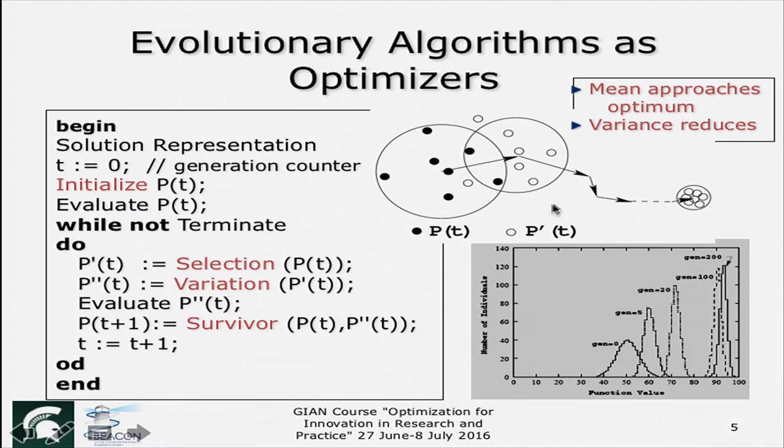And after you've created the offspring, we need to evaluate them, because we need to know how good these individuals are. Again, objective function and constraints are evaluated. Now we've got 2 times the population size. So we combine them and choose the top half of it, the best half. And that's called the survivor operator. Who is going to now survive?